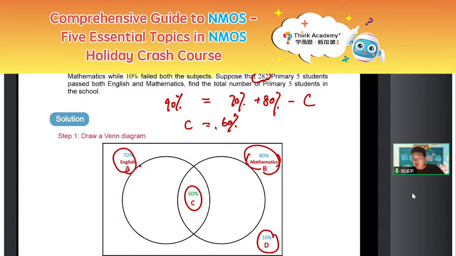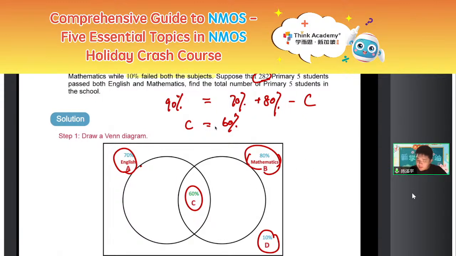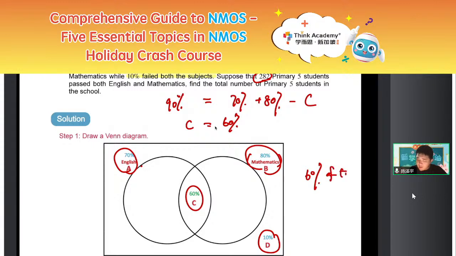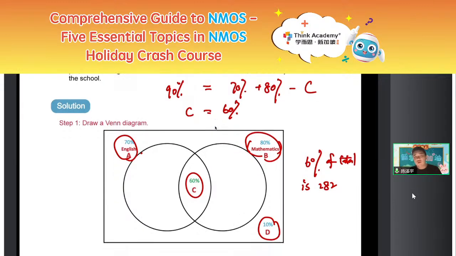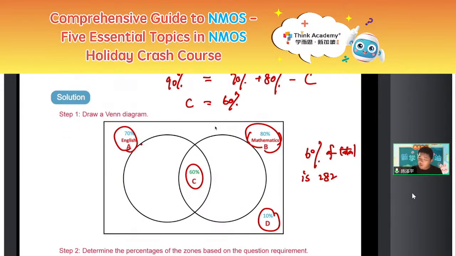People who passed both is which region, which part of the diagram? Which part stands for the people who passed both? It will be the part C, right? So 60% of the total is 252. Now if you want to find out the total, whenever you are looking for the total, you are looking for the unit 1, you can do 252 divided by 60%, and you will be able to find out the answer.